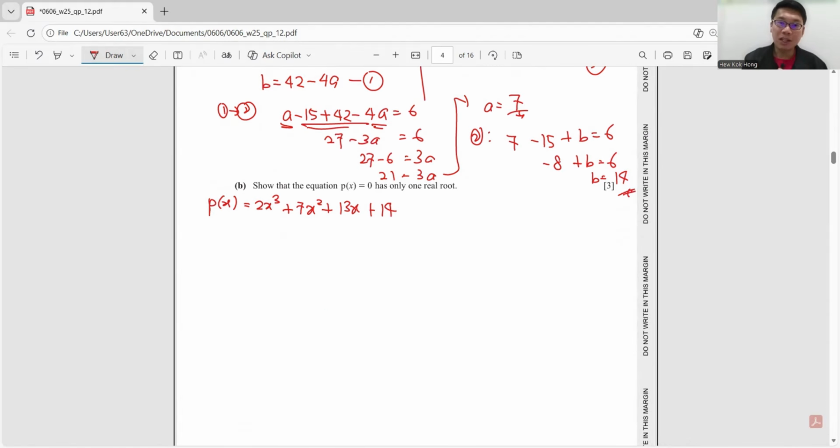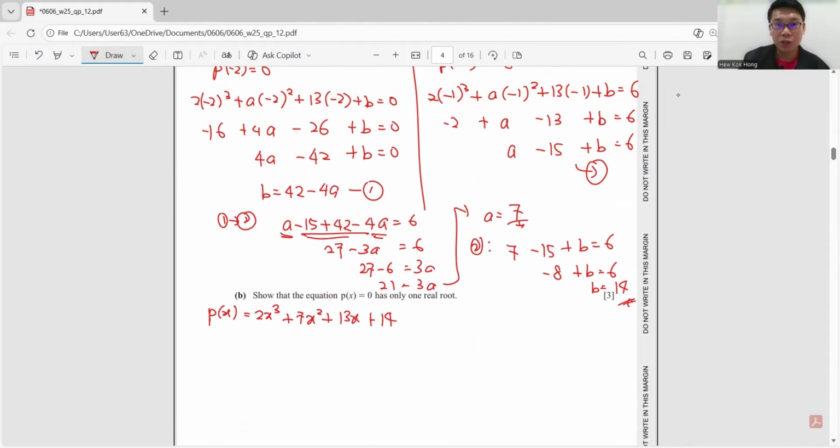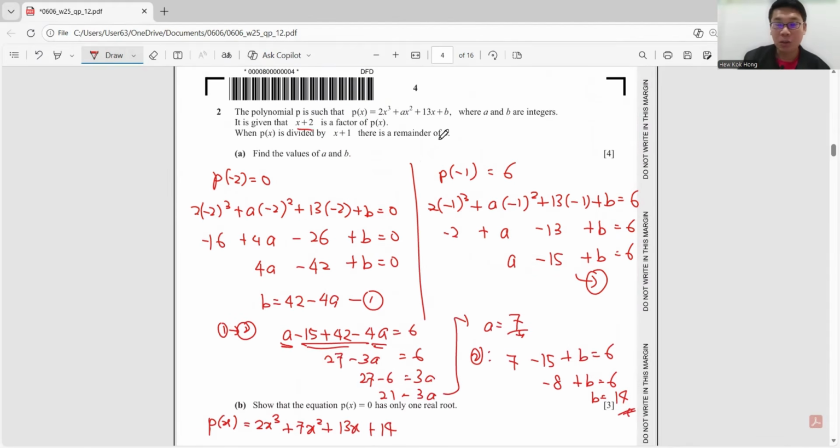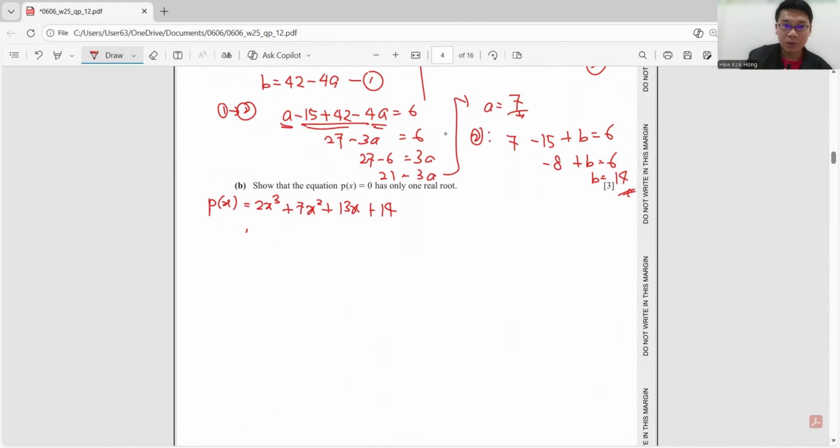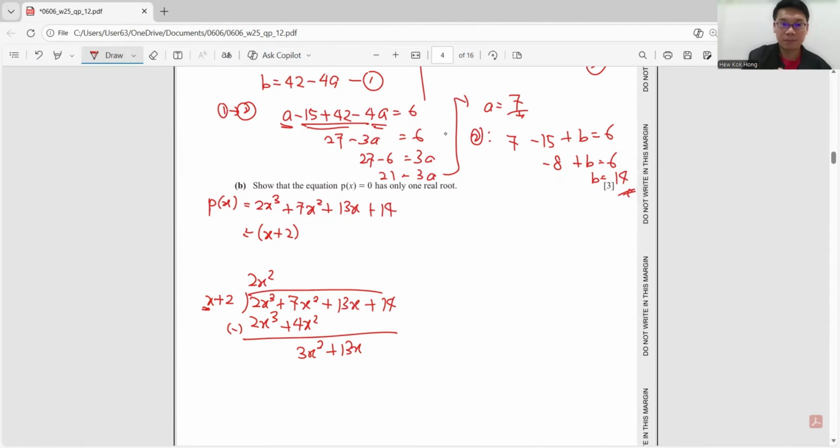Part B, show that the equation this thing equals to 0 has only one real root. So we already confirm x plus 2 is one of the factor. We know it is x plus 2 and something else. So this question, obviously, we need to use the long division to find the quadratic. 2x squared times x will become 2x cubed. This time this will become 4x squared. Up minus down.